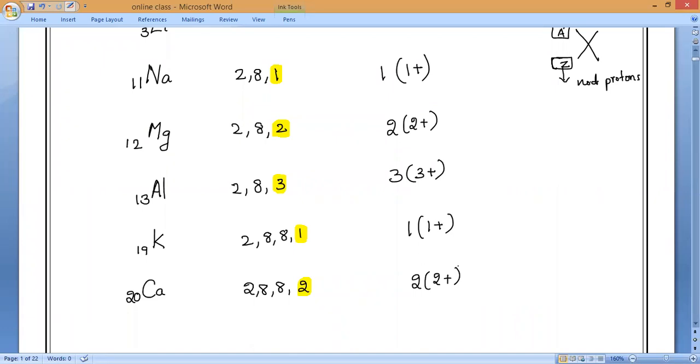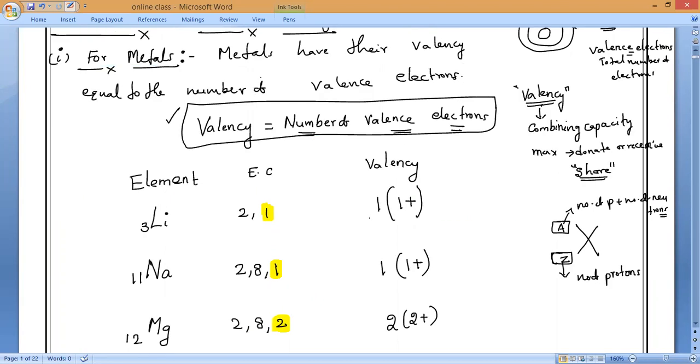For metals, valency means its valence electrons. Very simple. If it is a metal, whatever is present in the valence cell is called its valence electrons. That's all. Write it. Are you clear, everybody? Take this many examples and write neatly so that you will understand it. At last, I'll make it very simple. Don't worry. Now you write it.